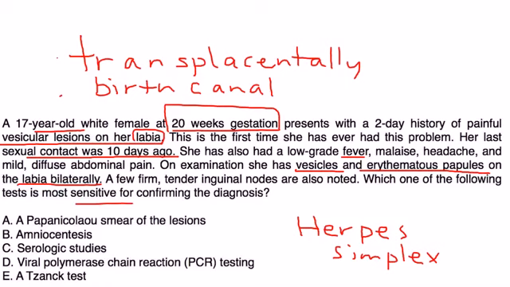The most sensitive of the tests is PCR. It has 95% sensitivity. Zank test is also used, but it has very low sensitivity. So the correct answer for this question is D.